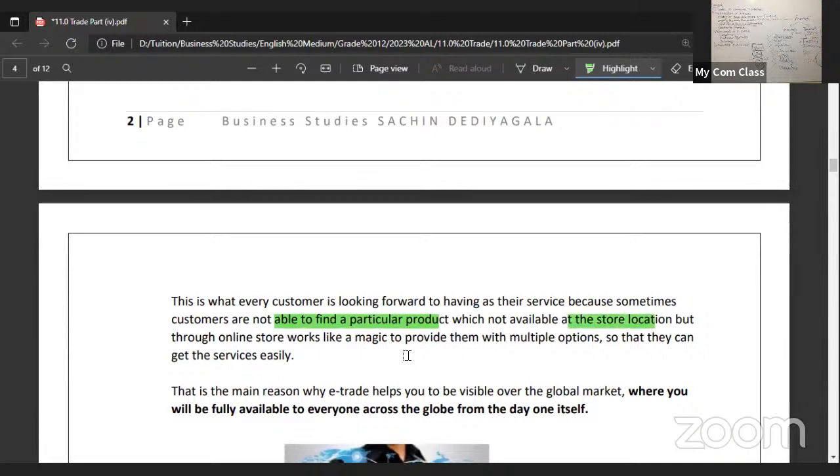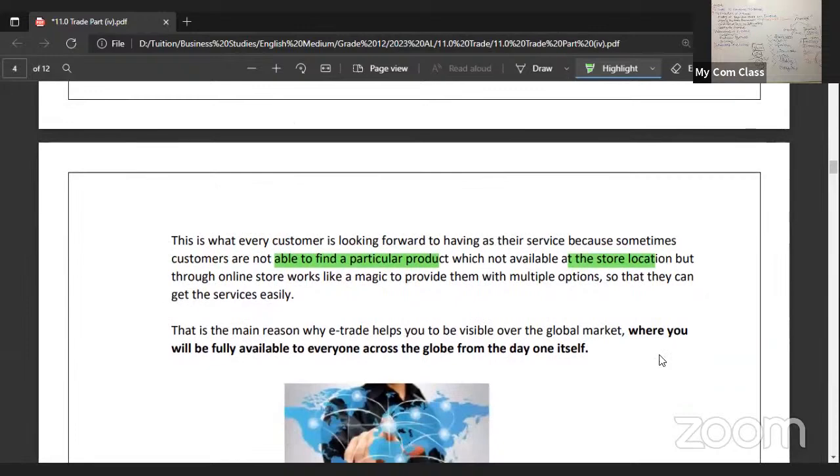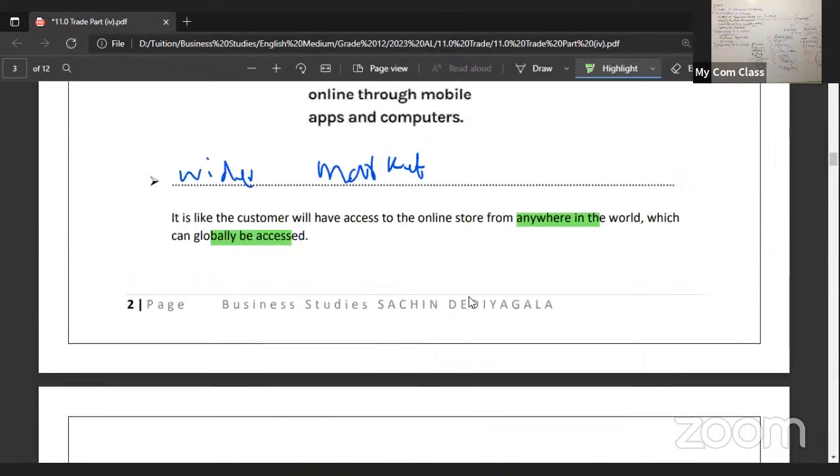Works like a magic, so just show that, right? So we will be fully available to everyone across the globe, right? 24/7, 365 කියන එක, right? 24/7, 365, so anywhere, anytime. No barriers at all.